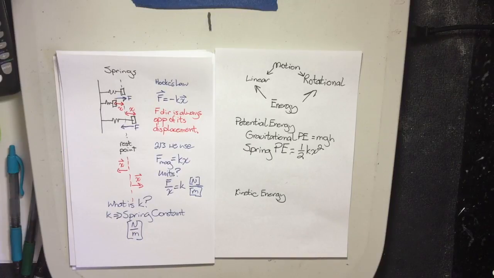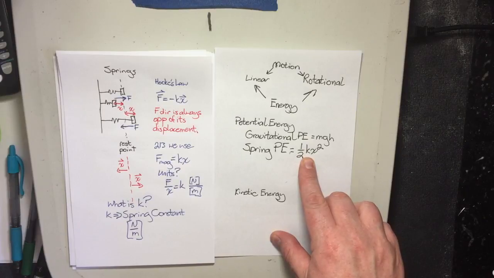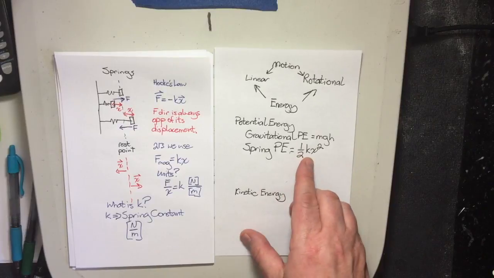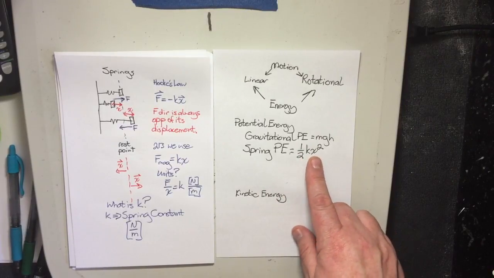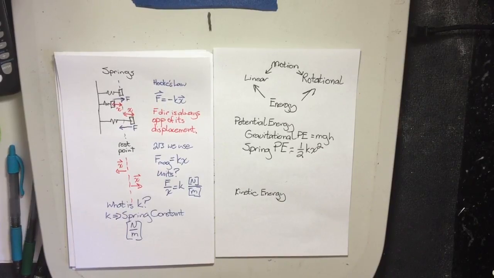I'll give you the K, or you'll have to solve for it, basically. And this K goes in here. So the spring potential energy is 1/2 times K times the displacement squared. So you take that distance, square it, multiply it by K, and then divide by 2. Where does the half come from? Calculus. So we won't go into that.